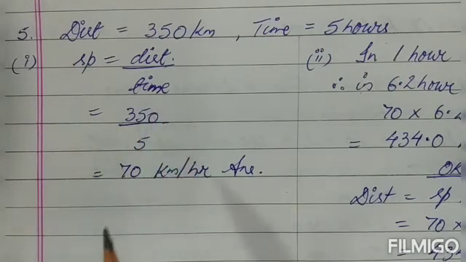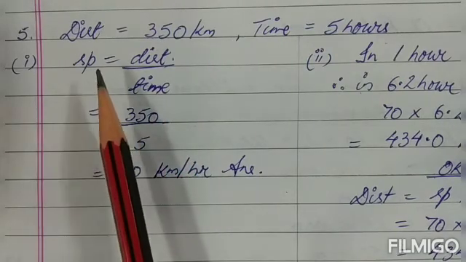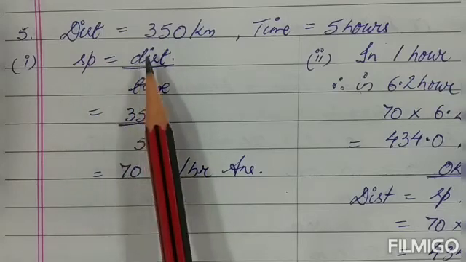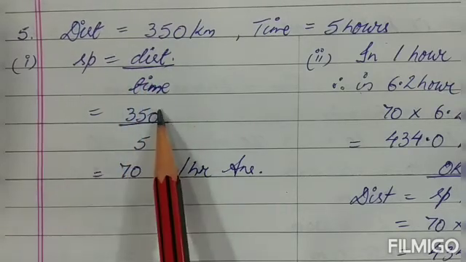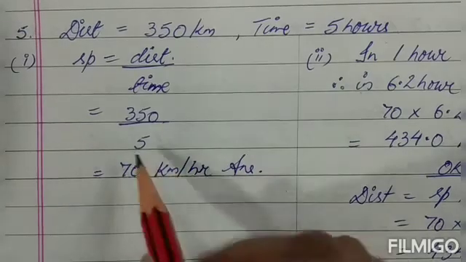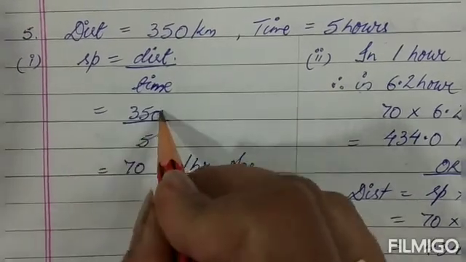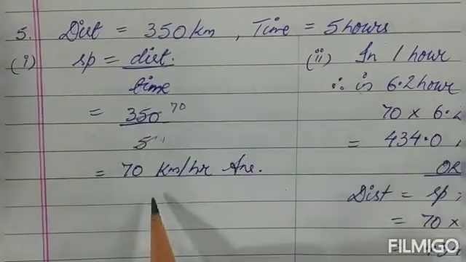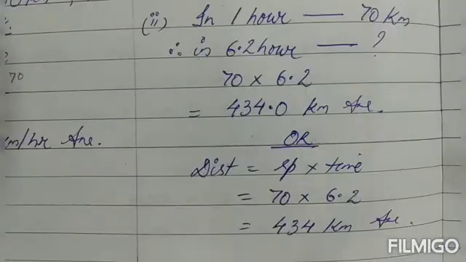Let's see that. In the first subpart, we have to calculate the speed only. So speed is distance upon time, simply 350 upon 5. Reduce it, 5 ones are 5 and 5 sevens are 35 and 0, so 70 kilometers per hour.